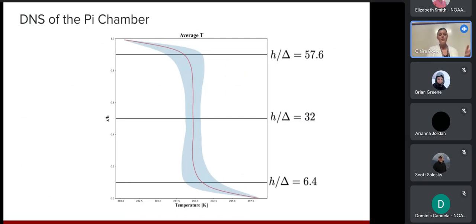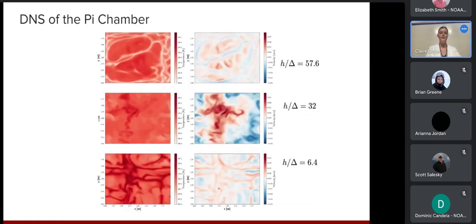And so I also wanted to point out that for this study, we wanted to consider those boundary layers. And so I've picked out three heights, one at the bottom, which is at 0.1 meter, one in the middle at 0.5 meter, and then one at the top, which is at 0.9. And we can convert those to dimensionless terms to talk about them more. So that's the H over delta, 64 for 0.1, 32 for 0.5, and then 57.6 for the 0.9. And so these are really what we're going to be looking at for the remainder of the study.